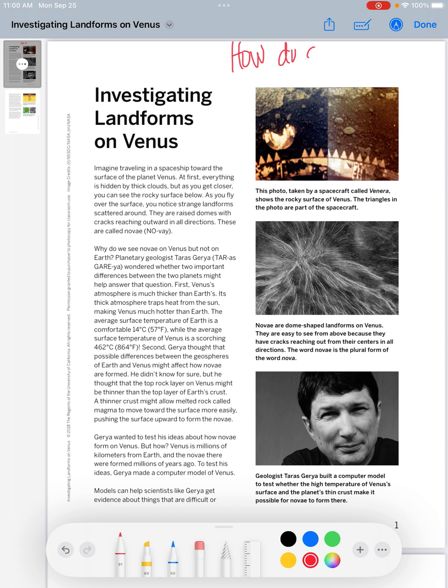How do scientists use, you guys, models? Question mark. And every time I come across an answer to that question, I'm going to put a red star next to that. That's a good way to annotate to answer that scientific or that investigation question. How do scientists use models?